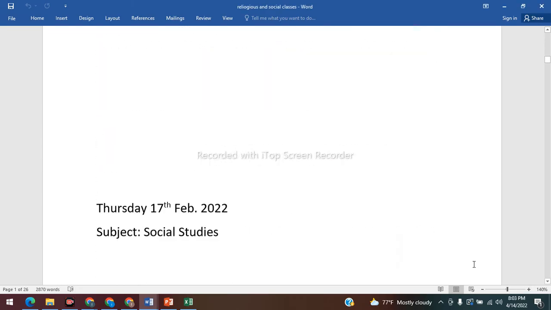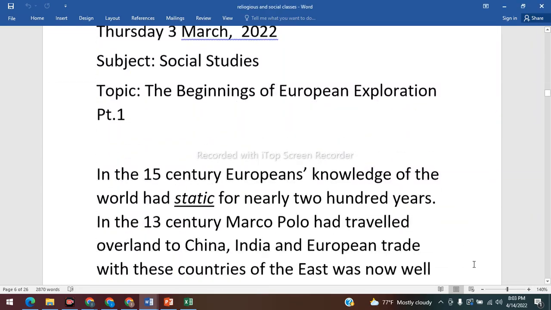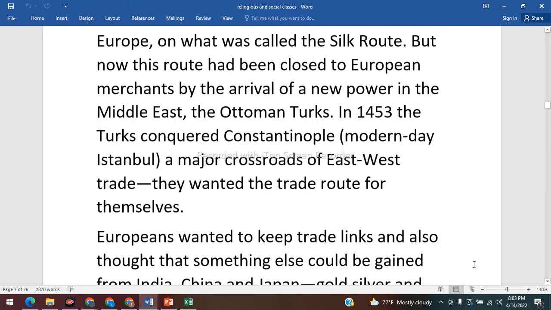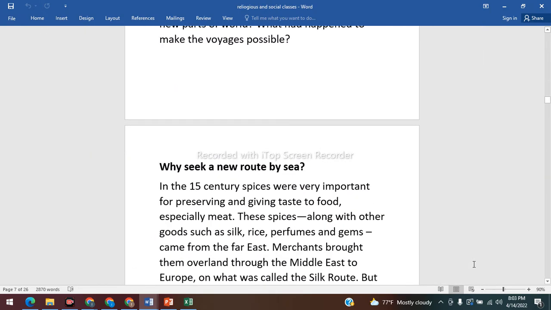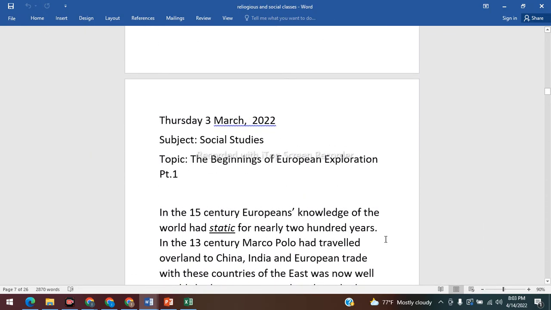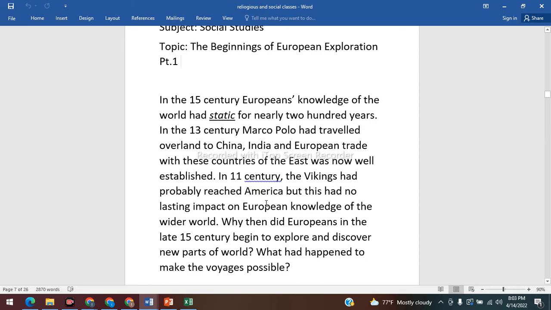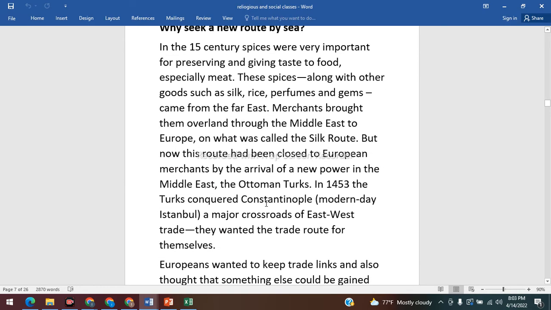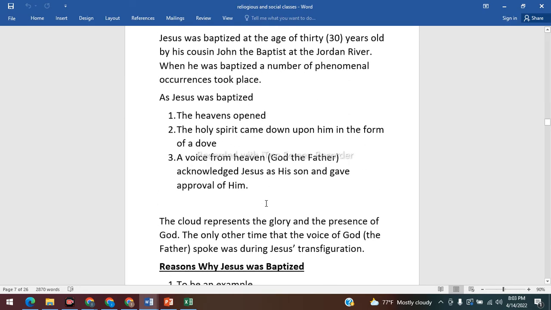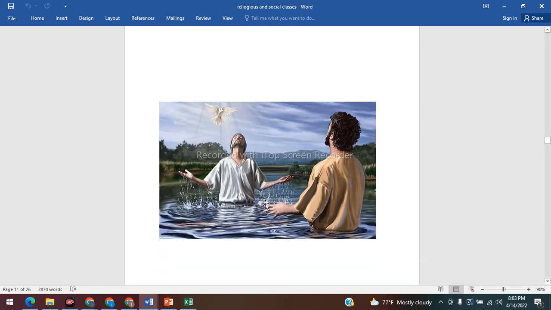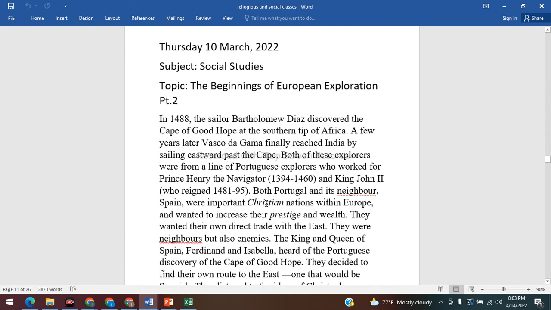Okay, so we was talking about the beginnings of the European exploration, and we are a good way into that. We already asked the question, what motivated them? Why did Europe explore by sea? So we know their motivations. We know why they went.